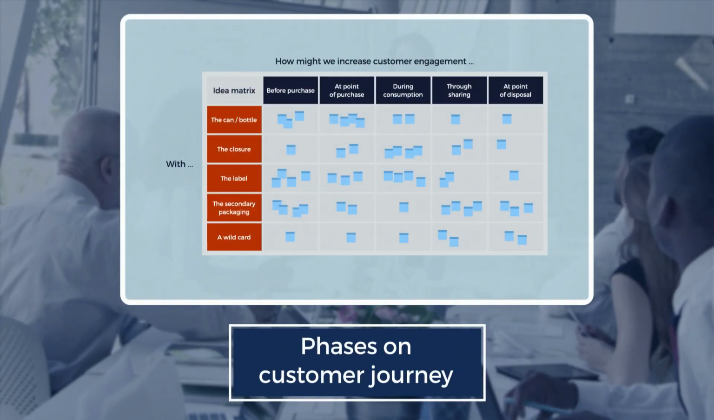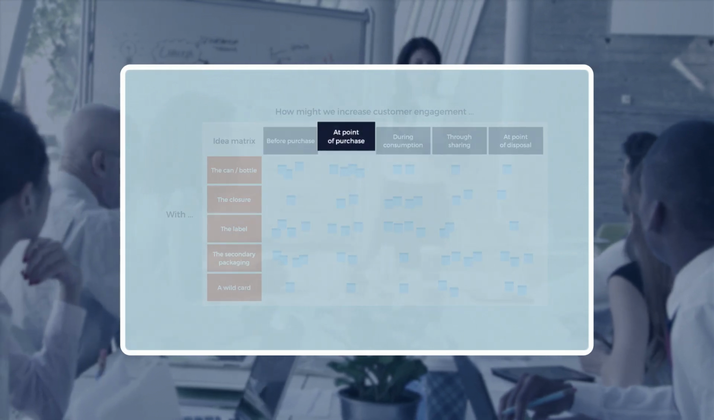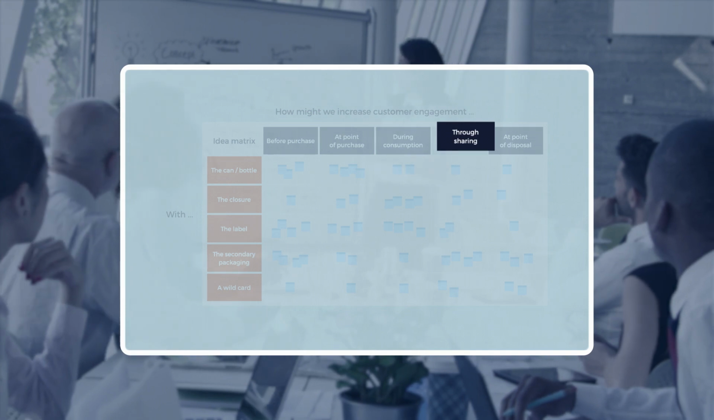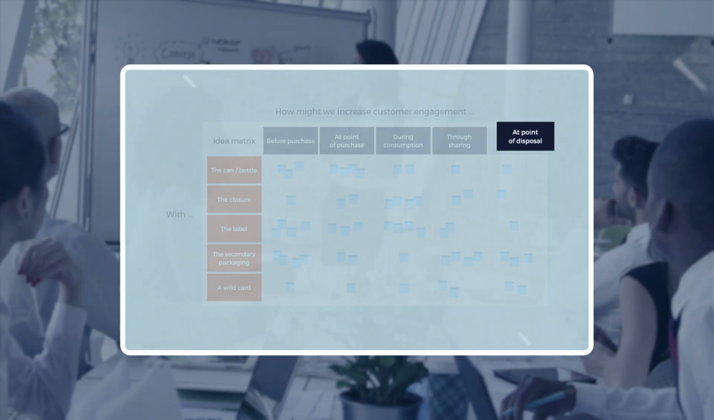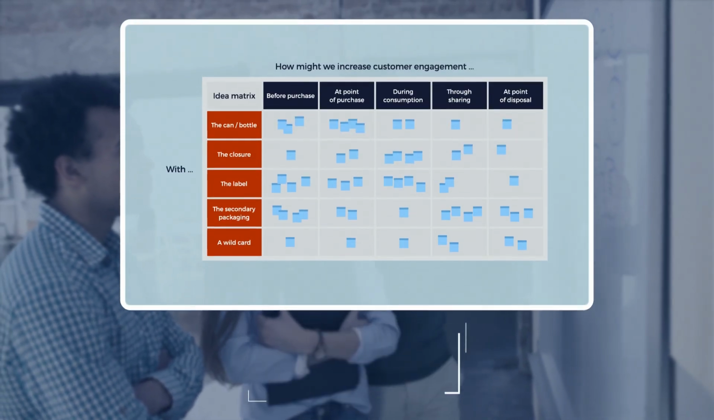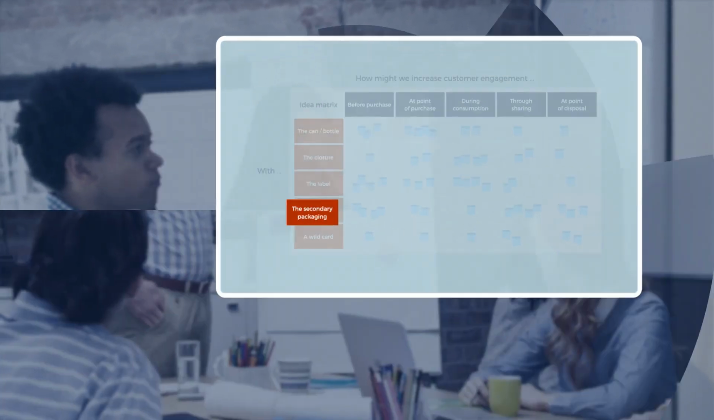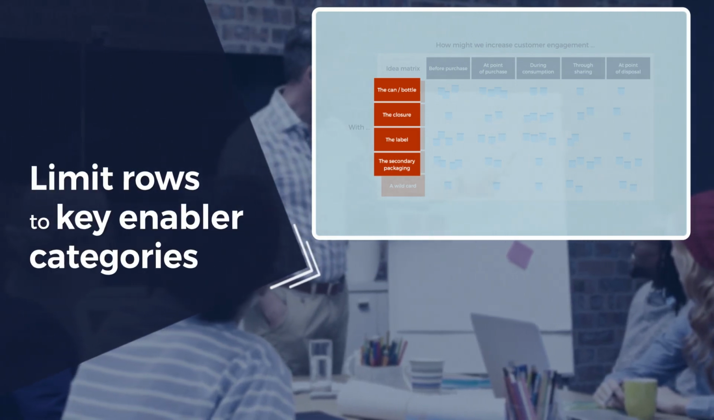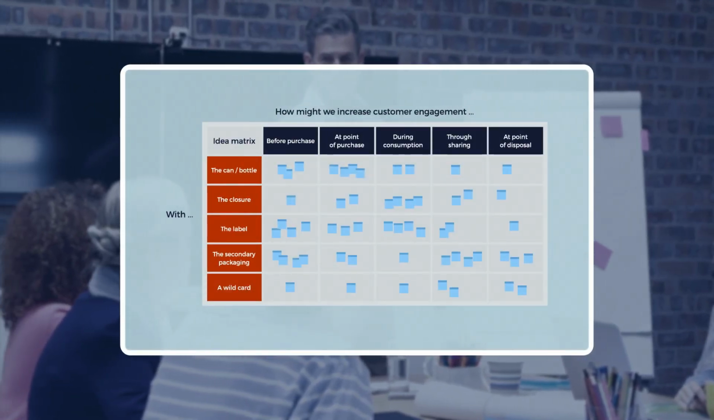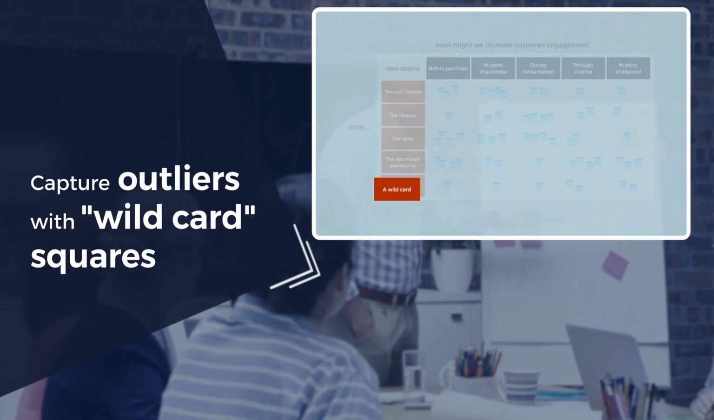Then, the team works together to generate column and row headings. For the columns, they identify phases on the customer journey as being key to the challenge: before purchase, at point of purchase, during consumption, when sharing about the product, and at point of disposal. For the rows, they identify different elements of the packaging as enablers: the bottle, the closure, the label, and the secondary packaging. They limit the rows to key enabler categories to keep the challenge constrained, but to capture any outliers, they also include wildcard squares as a final row.